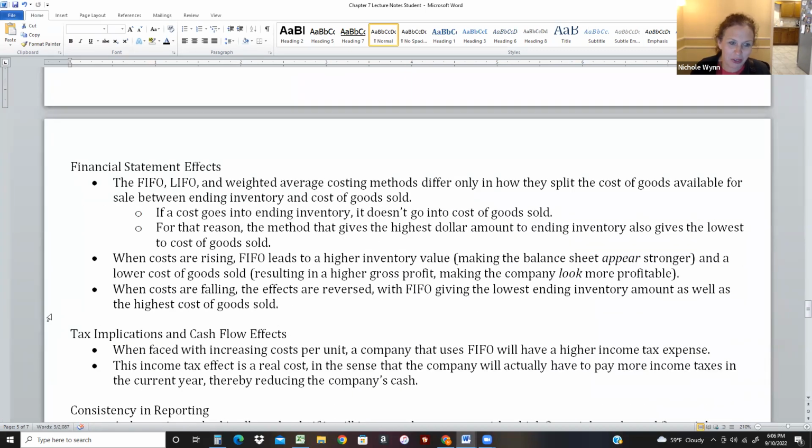Okay. So this is just a little bit of information on the fact that normally prices are rising. So LIFO will create more COGS, and that will create less taxes, because more COGS, more expenses, mean less taxes. FIFO usually makes your ending inventory look better. So your assets look better.